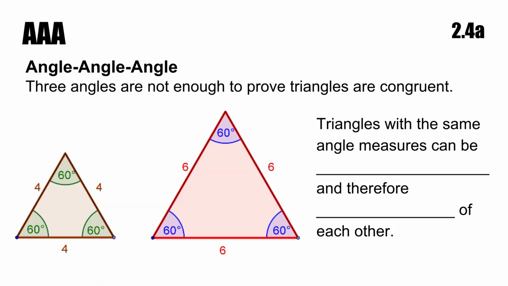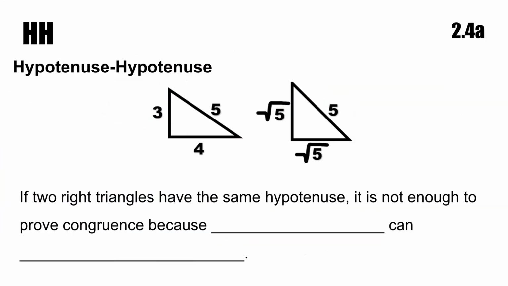Three angles are not enough to prove triangles are congruent. Triangles with the same angle measures can be proportional and therefore dilations of each other. Here is an example as to why two congruent hypotenuses cannot prove congruence. If two right triangles have the same hypotenuse, it is not enough to prove congruence because right triangles can be isosceles.